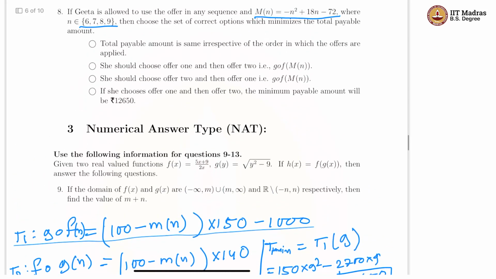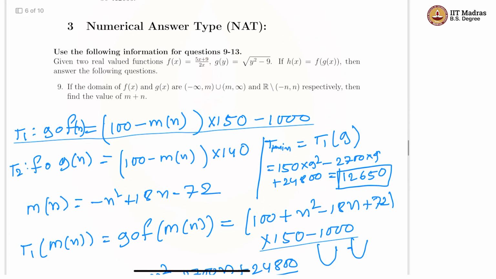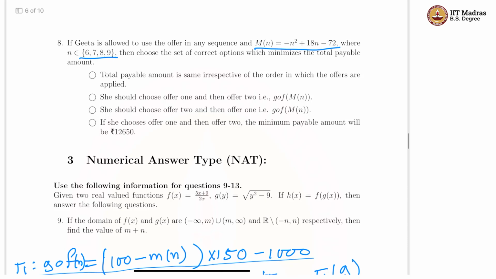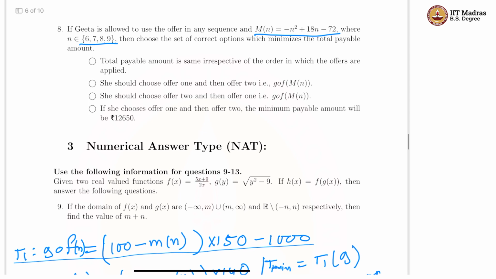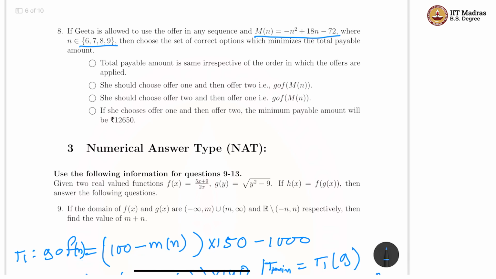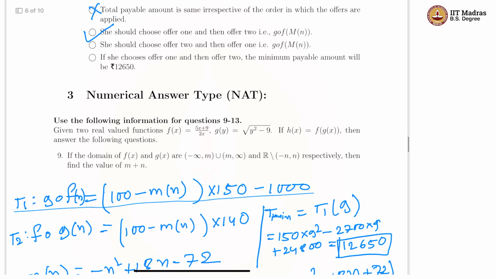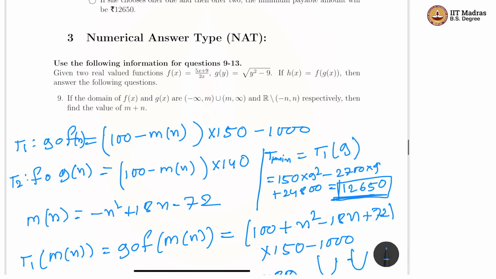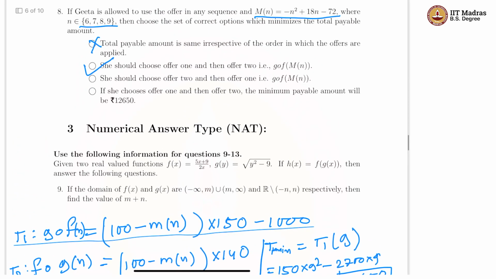So if we apply offer 1 first, then offer 2, we will get the minimum, so we can minimize the total payable amount, right? So this is not irrespective of the order of applying the offers. So the first option is clearly incorrect, right? If she chooses offer 1 first and then offer 2, this is the correct option, because then we will get the minimum amount, which is 12650.